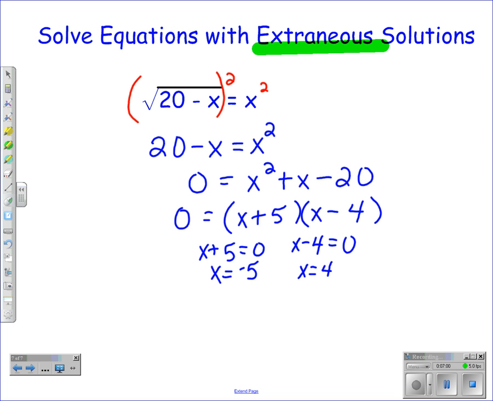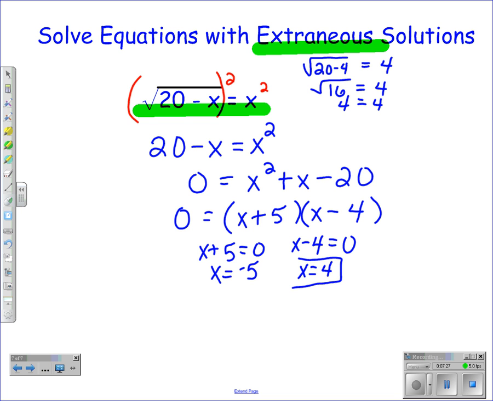The deal is we need to check both of these solutions, though, in our original equation up here. And when we put those numbers back in, let's put the positive 4 in first. We get the square root of 20 minus 4 is equal to 4. Well, 20 minus 4 is 16, so we have the square root of 16 equals 4, and we know the square root of 16 is 4. This is a true statement. We know x equals 4. That's one answer that will work.